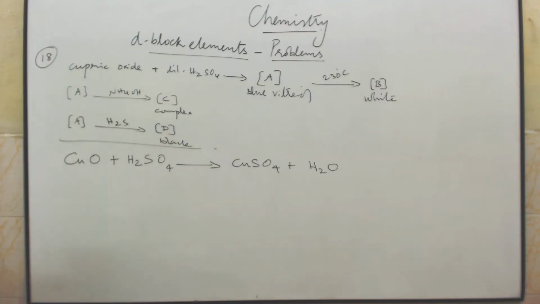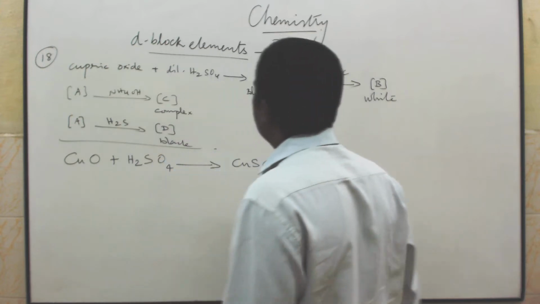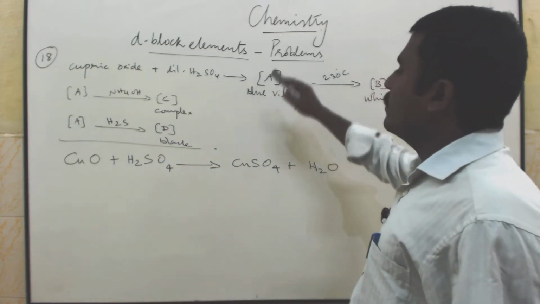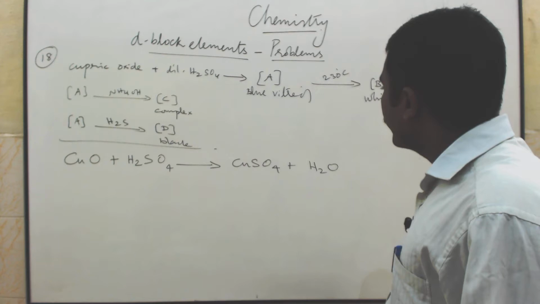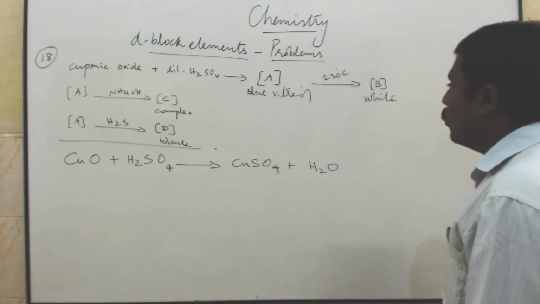So first, compound A is prepared from cupric oxide and dilute sulfuric acid. It gives compound A, which is also known as blue vitriol. When heating at 230 degrees Celsius, it gives compound B, that is white in color.